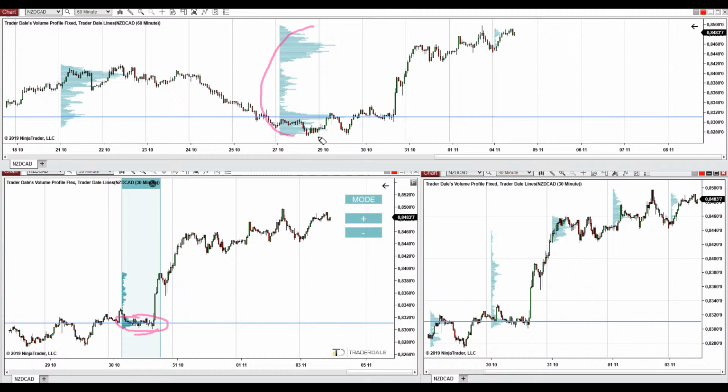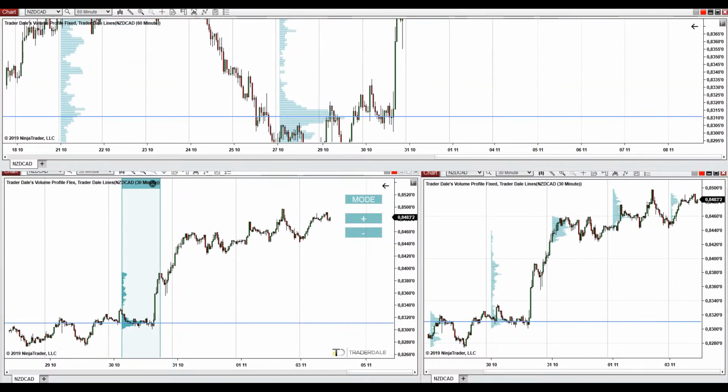If you look at the weekly profile, you can see that there was actually the point of control of the whole previous week, which means that the heaviest volumes throughout the whole week got accumulated there, exactly at this level, which is at 0.8311. Now I'm not really sure if you can see that, so I'm going to zoom this chart a bit. Right there, point of control of the previous week.